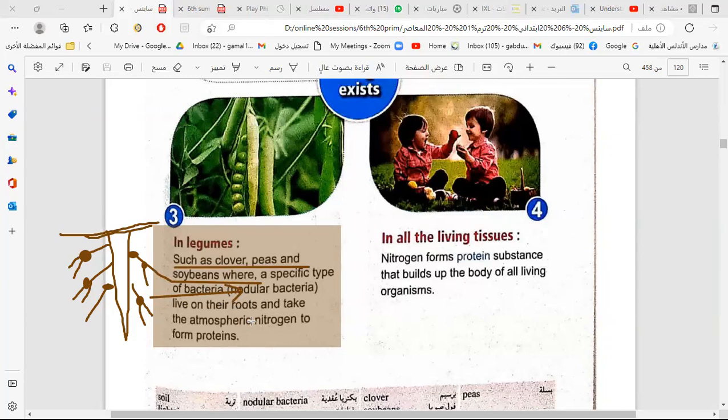So if you want to eat more protein, you can eat more peas and soya beans, but don't eat clover, please. You know why? You can eat peas and soybeans, but you cannot eat clover. You know why, Malik? Can you answer me? I do not advise you to eat clover. You know why?